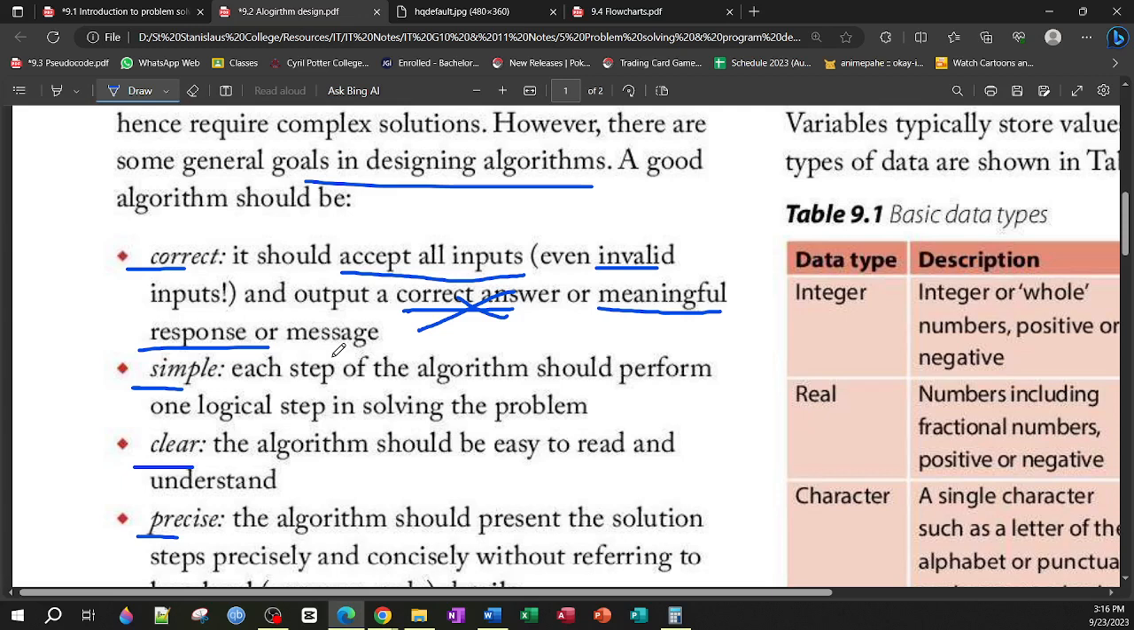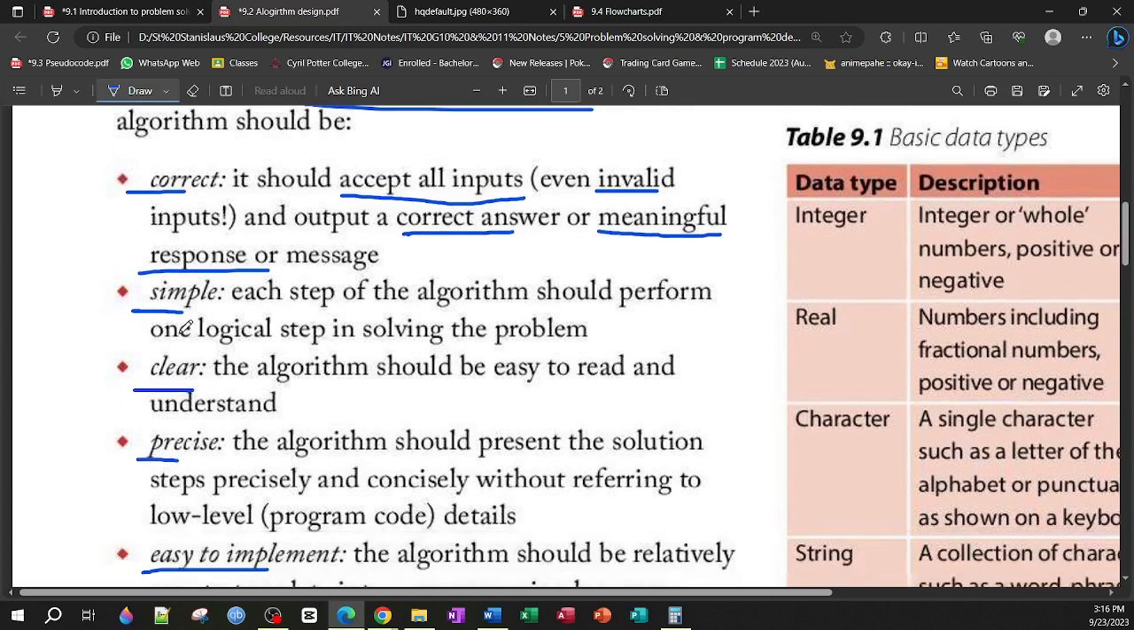It accepts the correct input and the incorrect input, and it's either going to give you the correct answer or it's going to tell you a meaningful message. It's going to say what you would have typed is not correct. Please type the correct answer. Are you guys clear on that one? Yes, sir. All right.